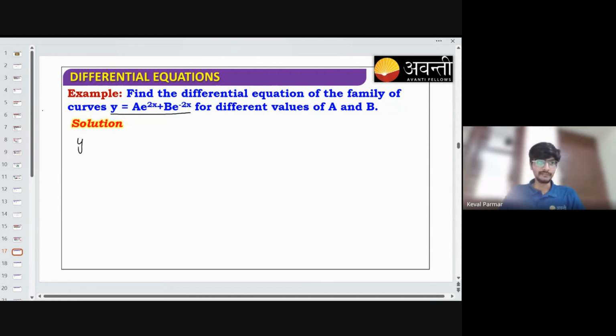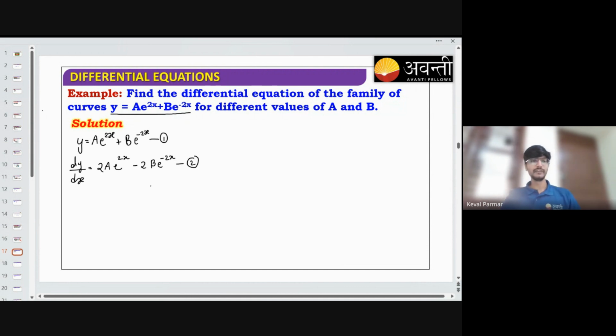So I will write this equation y equals to a into e raised to 2x plus b into e raised to minus 2x. I will mark it as 1. If there are 2 arbitrary constants, then I have to differentiate 2 times. So let us differentiate it. Differentiating once, I will get dy by dx is equals to a e raised to 2x into 2 by using chain rule, plus b e raised to minus 2x into minus 2 by using chain rule. This is equation number 2.